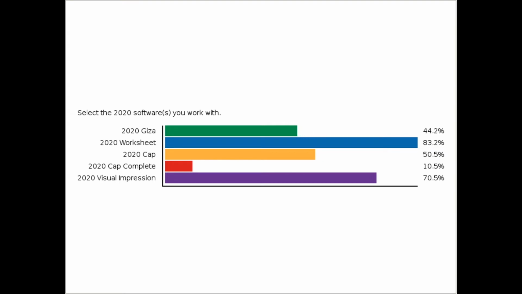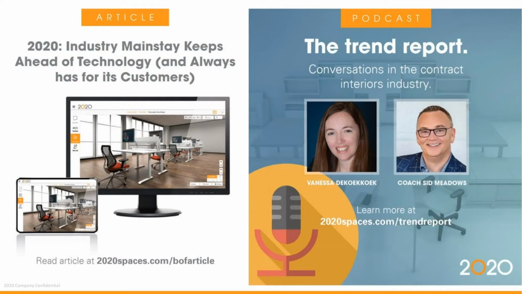Lots of Worksheet users, awesome, because that's actually where I'm going to start today. I'm going to show you a couple of cool things inside Worksheet to really help the client understand and see what your vision is. But then where are we at? Yeah, lots of CAP users, lots of Giza users, and of course Visual Impression. That's the main portion of today's session, but that's great. Thank you so much for that feedback. This really helps me kind of guide some of the things that I will point out.